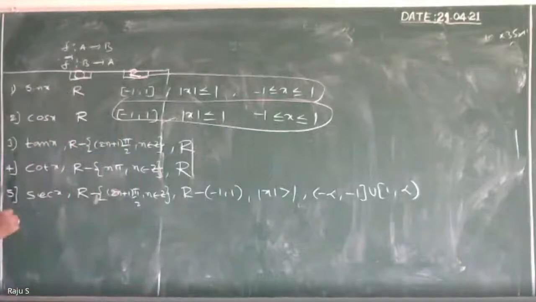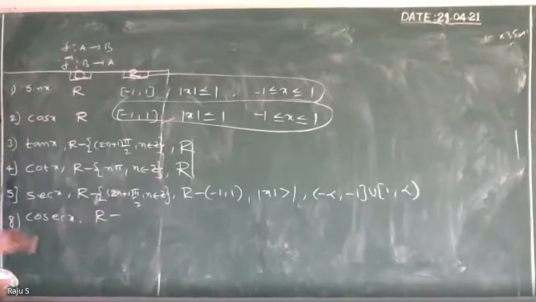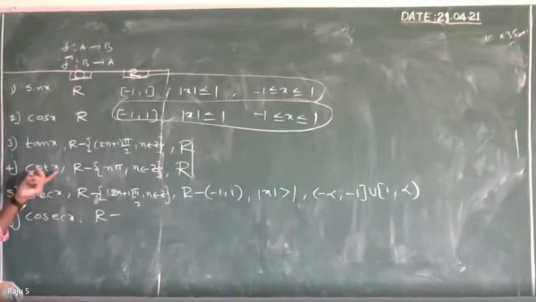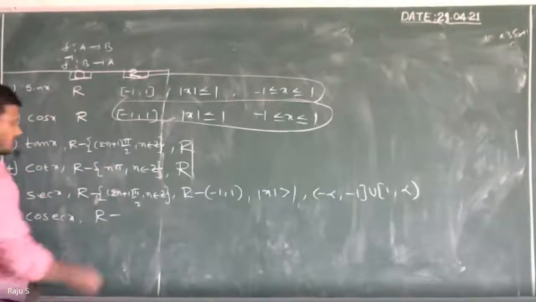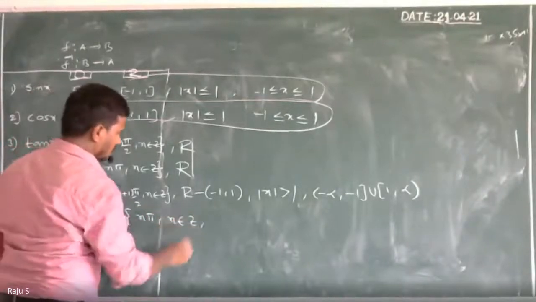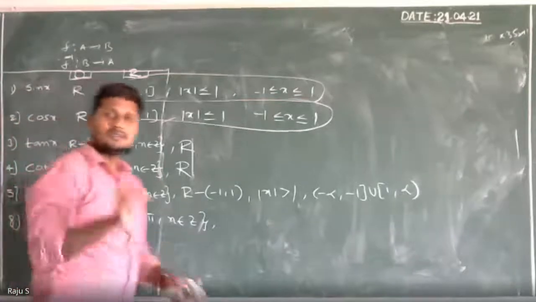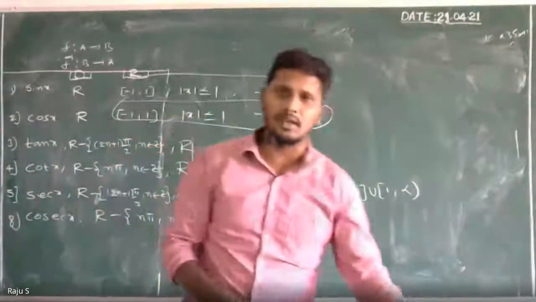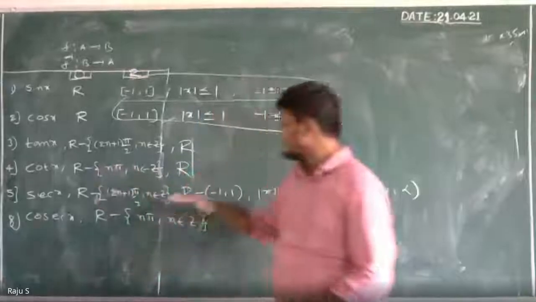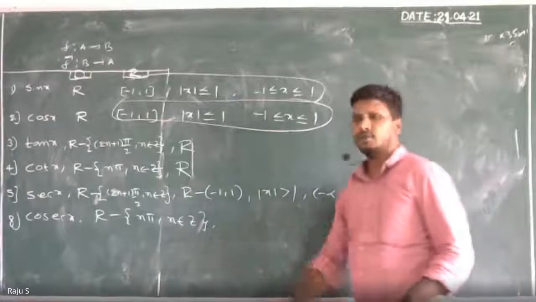Next, the last one is cosecant. Cosecant x is nothing but 1 by sine, like cot is cos by sine. So the domain is x not equal to n pi, n belongs to Z. What is the output? Secant and cosecant will be the same. The range will be the same for secant and cosecant. Whatever range I have written, the same range you can write.